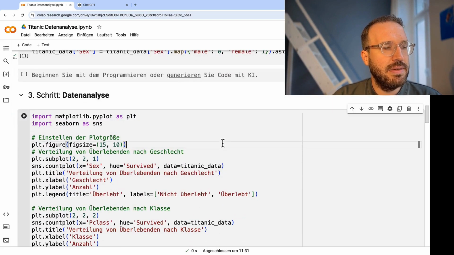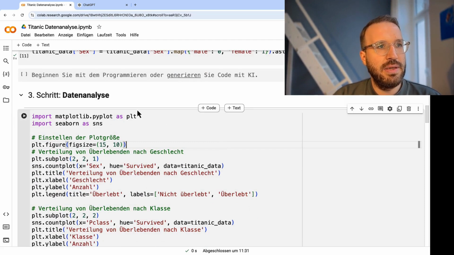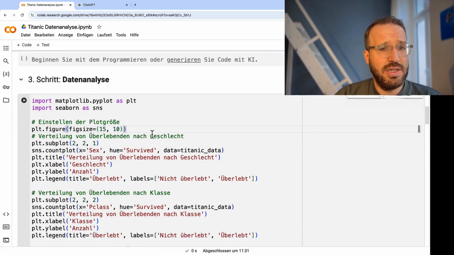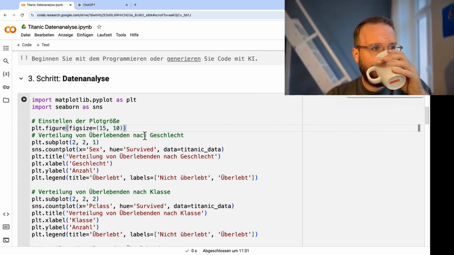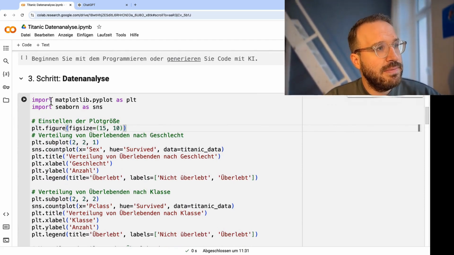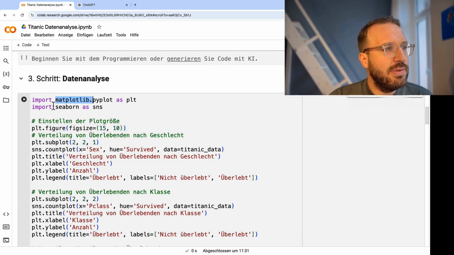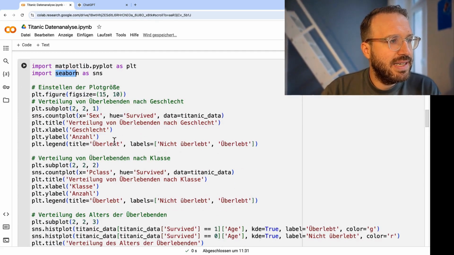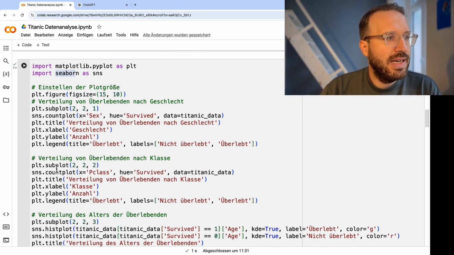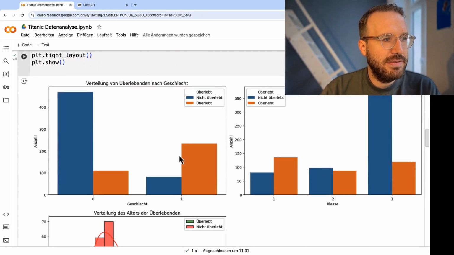Now we take a step further and want to conduct a data analysis. We will use Matplotlib and Seaborn for this, and I want to show you various things here. Here we have various count plots where we look at the absolute frequency. And we have that, for example, with survived and not survived.